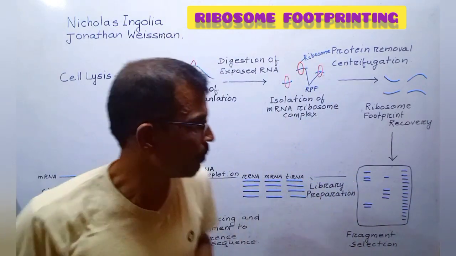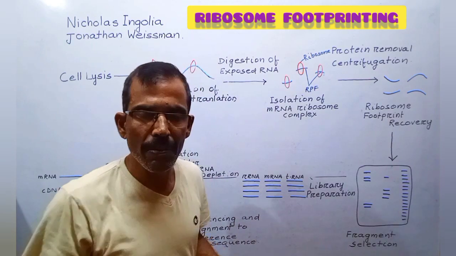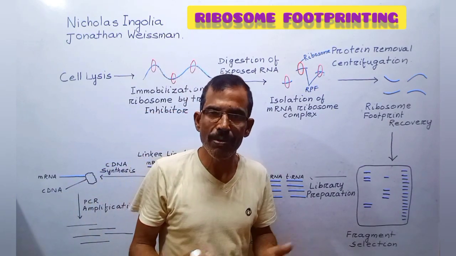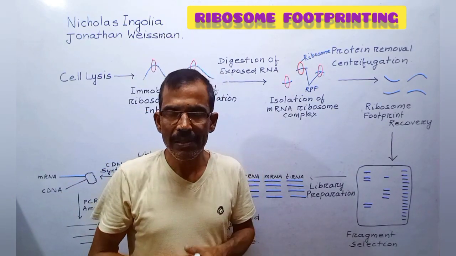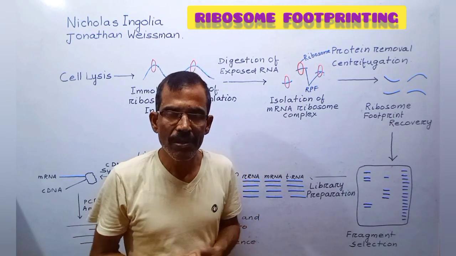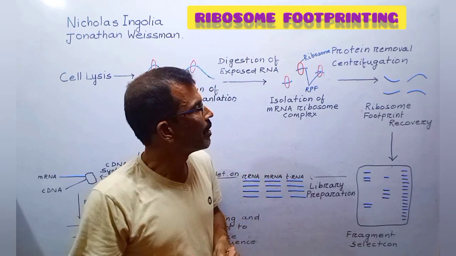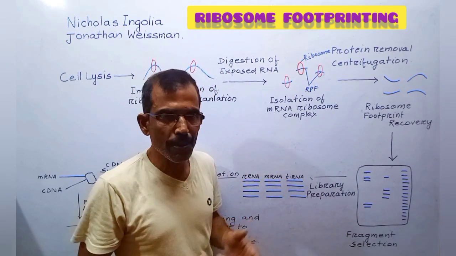In the next step, the ribosome mRNA complexes are recovered by sucrose gradient centrifugation, or else they can also be retrieved by gel filtration or affinity purification. Similarly, the proteins are also removed.